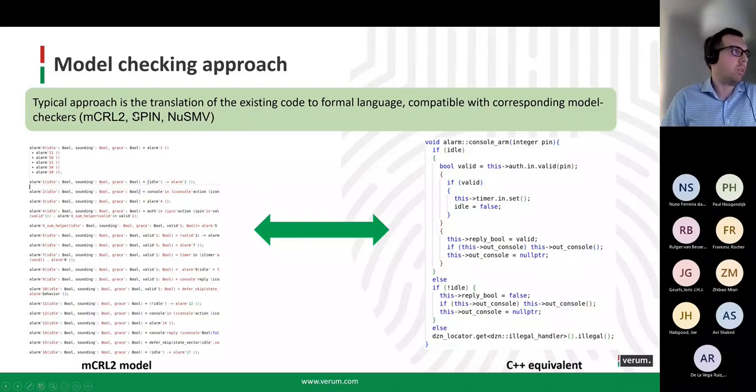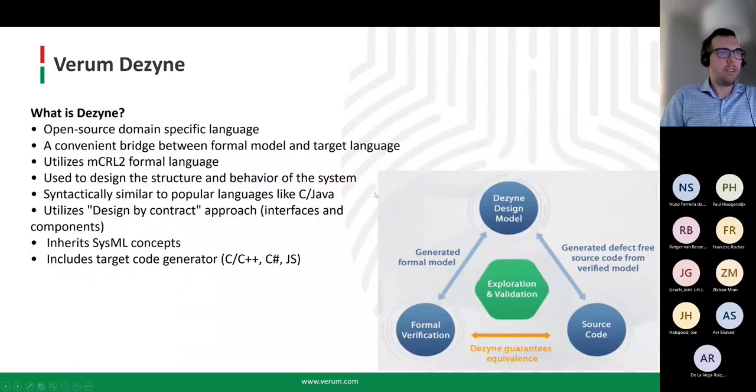About model checking and formal languages, we have mCRL2, we have SPIN, we have NuSMV, and for the design, we are going to use mCRL2. And the nice thing is that the design is an intermediate language that covers all the nasty things, all the math underneath, with a syntax that is similar to C or Java. So it's a convenient bridge which allows you to move very smoothly between the formal language, so the formal verification, and your target source code.